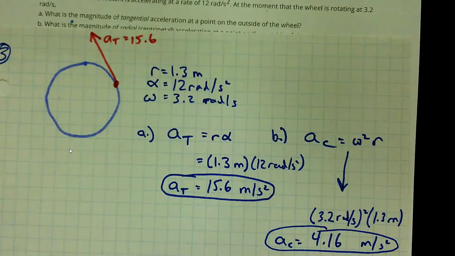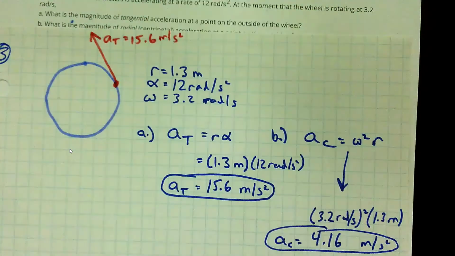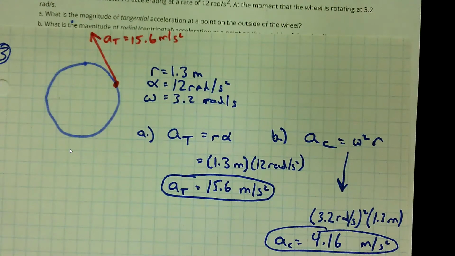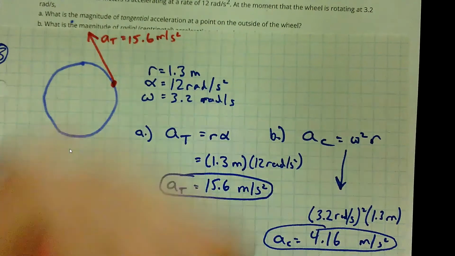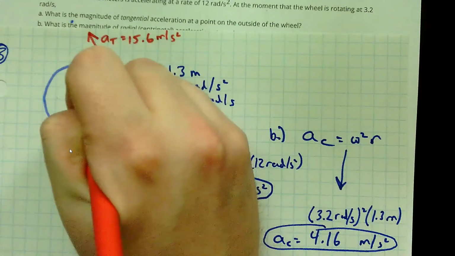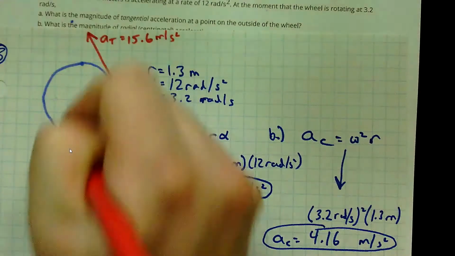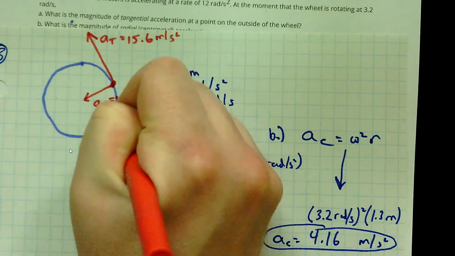That's my 15.6. Centripetal, even if something is going at a constant speed, it still has to be changing directions. Remember, centripetal points towards the center. And in this case, it's 4.16.